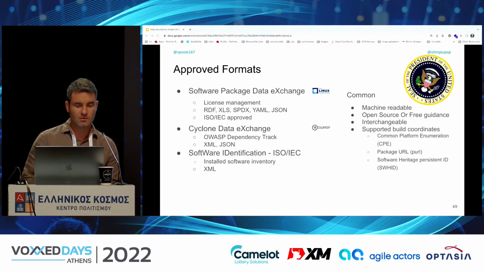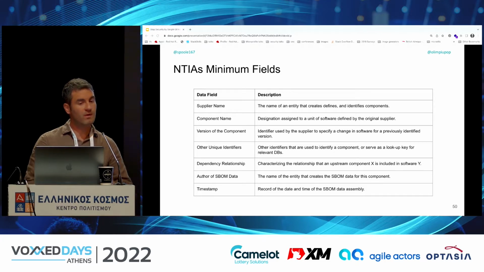The CycloneDX comes from OWASP, while the previous one was coming from the Linux Foundation. What all of them have in common is that they are machine readable, so they can be consumed in pipelines in an automated way, and they are open source. 2 of them, and the third one has free guidance in order to be able to consume it and build it. And more than that, they do provide access to other databases through package URLs or Software Heritage persistent IDs. Okay, but we do have these formats. What do they provide us?